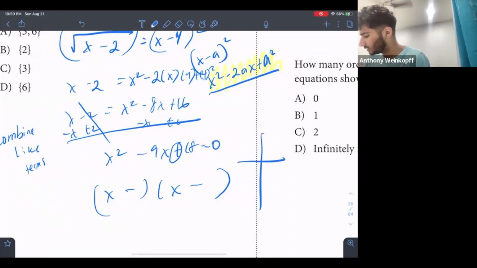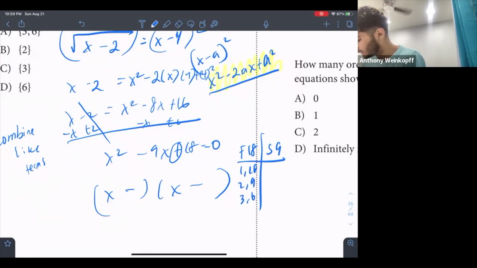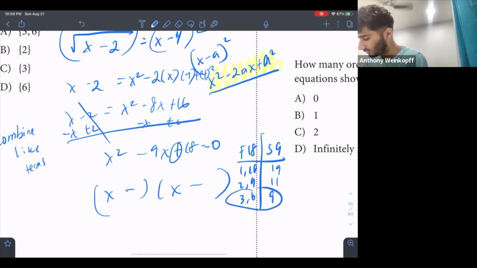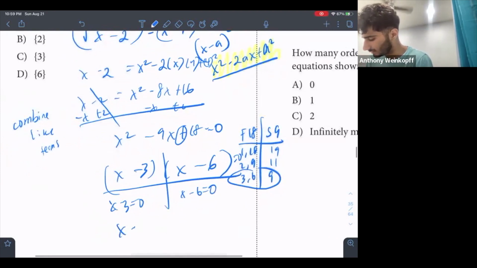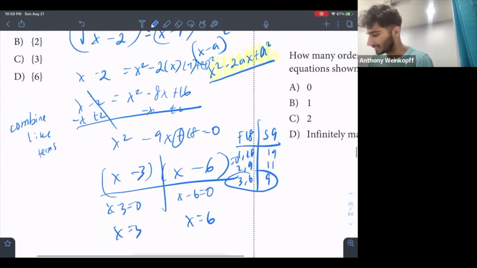So you have to find two factors that multiply to 18 and add up to 9. So 1 and 18, 2 and 9, 3 and 6. Those are the pairs, and the ones that add to 9 are 3 and 6. So we can make a table. x minus 3 is equal to 0, x minus 6 is equal to 0, and then x is equal to 3, x is equal to 6.